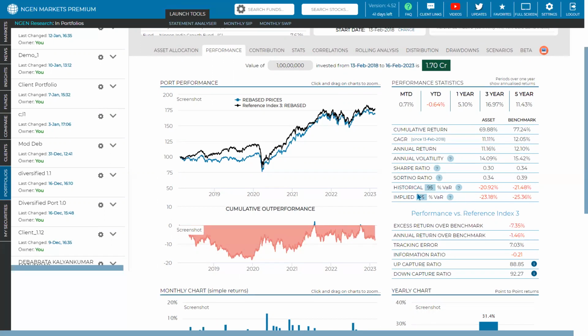So for example, in a 95% confidence interval, which we have shown here, there is a 5% chance, 100 minus 95, that the portfolio can have a loss of negative 20.92%. Similarly, when we do the historical value at risk for the benchmark, it's negative 21.48%. So apparently the benchmark is riskier than the asset on a downside risk level.